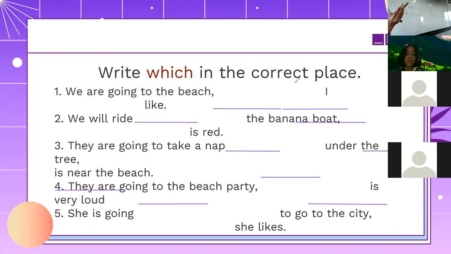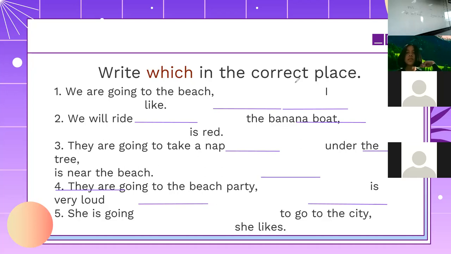Blank under the tree, blank is near the beach. Number three sentence: they are going to take a nap, blank under the tree, or blank is near the beach. So where are you going to write which? The first one or the second one?